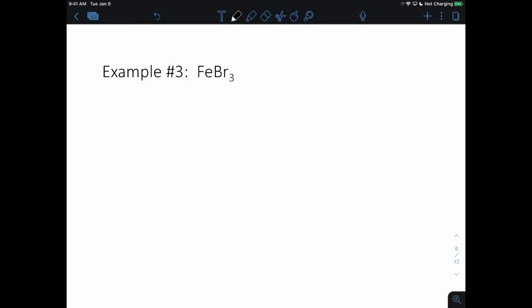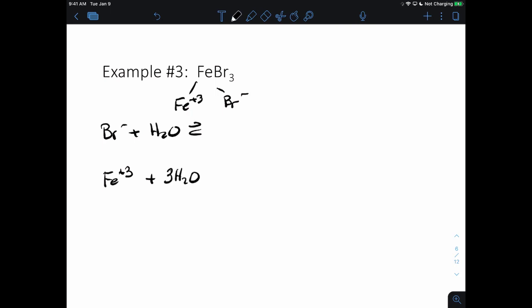FeBr3. So hopefully we recognize this is another salt. So we're going to have Fe plus 3, Br minus. I'm going to do the Br first. And then we'll have the Fe plus 3. And in this case, we're going to need a couple of waters because we're at plus 3. And on here we'll have Fe. Fe is a positive. It's going to need a negative from the water. So it's going to take the OH from the water and kick out these H's.